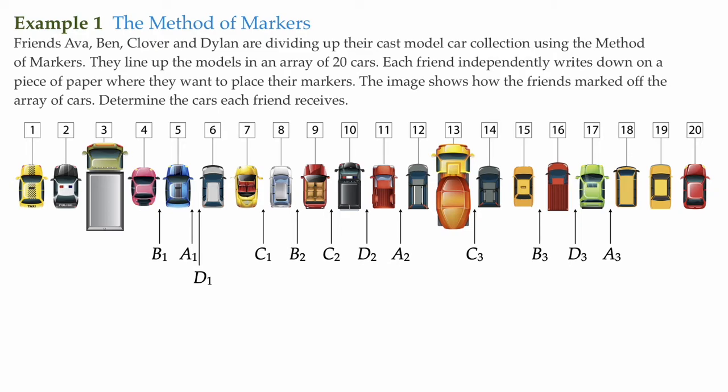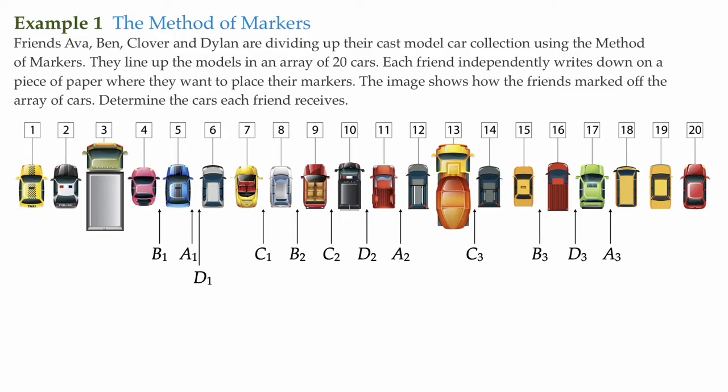So this example states, friends Ava, Ben, Clover, and Dylan are dividing up their cast model car collection using the method of markers. They line up the models in an array of 20 cars, and you can see the array of cars there. Each friend independently writes down on a piece of paper where they want to place their markers. The image shows how the friends marked off the array of cars, so you can see the image here. Determine the cars each friend receives.